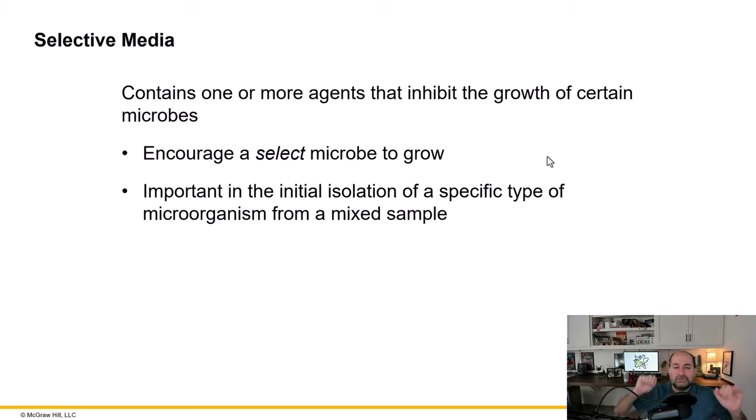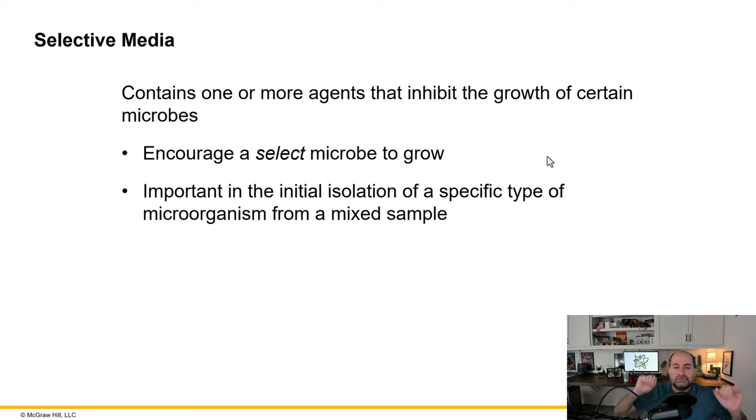So you're only allowing the type of microbe that you're interested in to grow. That's an example. A high salt plate is an example of a selective media. It selects for halophiles, and the selective agent is high salt. All right. Now, how is this different from a differential media?